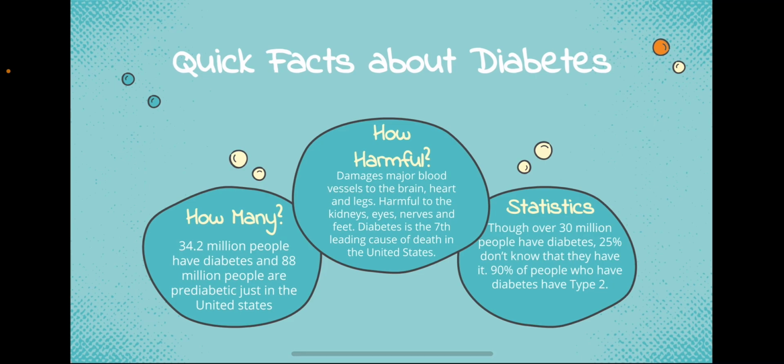Now we're just going to go through some quick facts about diabetes. How many, how harmful, and statistics. There are over 34.2 million people who have diabetes, and 88 million people are pre-diabetic in the United States. How harmful is diabetes? Diabetes damages major blood vessels to the brain, the heart, and legs. It is harmful to kidneys, eyes, nerves, and feet. Diabetes is the 7th leading cause of death in the United States. Though over 30 million people have diabetes, 25% do not know that they have it. 90% of people who have diabetes have type 2. So type 2 is way more common than type 1.